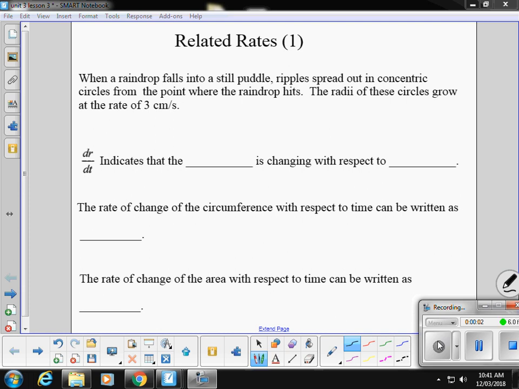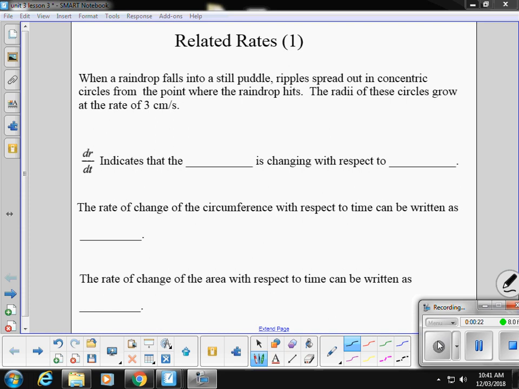Hi, Calculus. We're going to be looking at related rates today. Things that are growing in different directions and that sort of thing, and it follows from our implicit differentiation. So I have one that's kind of a fill in the blank just to get us started, but we have a raindrop falling into a puddle and ripples spread.